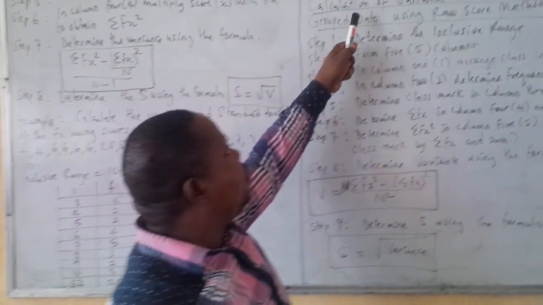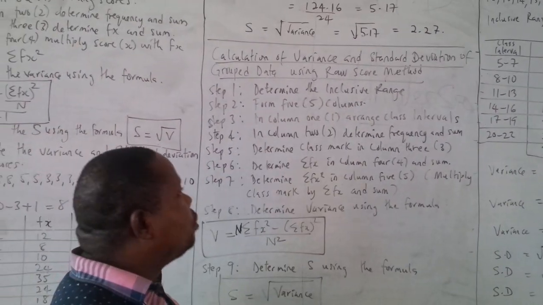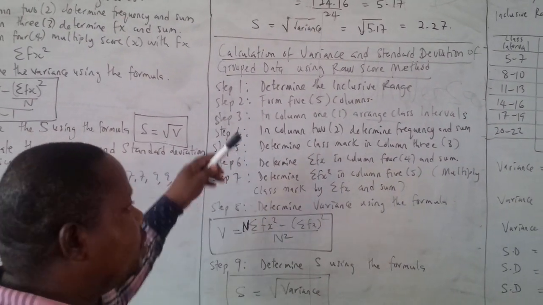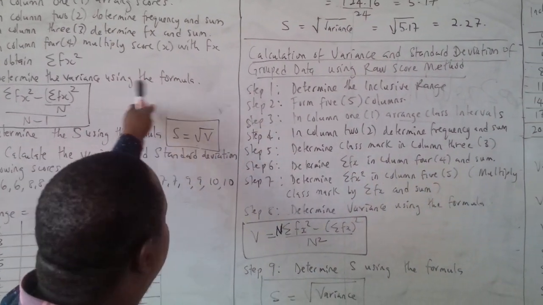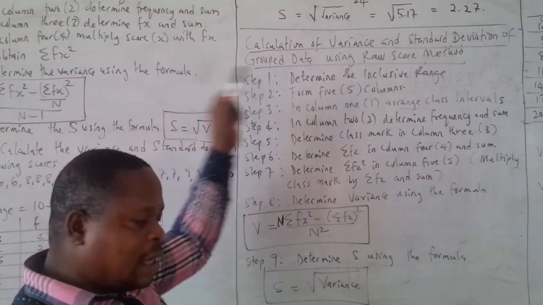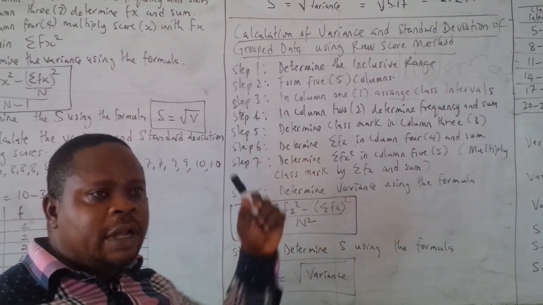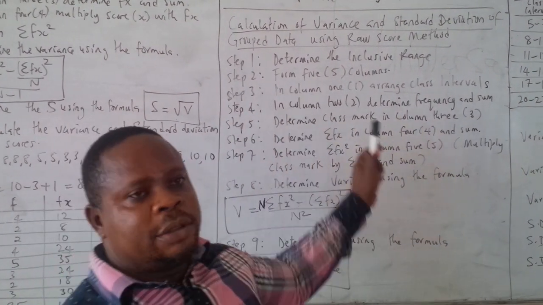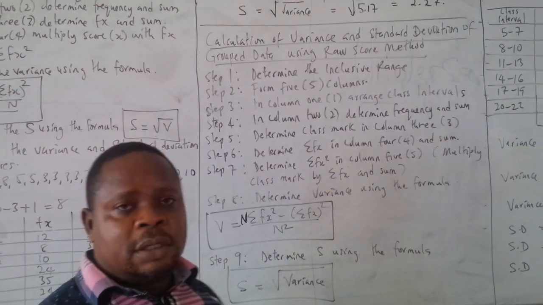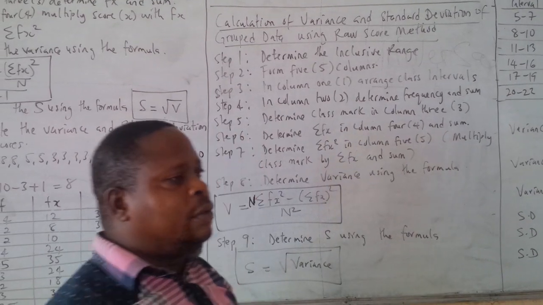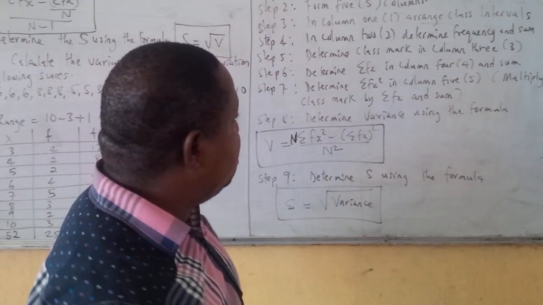Now, the next one is to calculate variance and standard deviation of grouped data. All the formulas we have used are called the Raw Score method. All the formulas we have been using to calculate variance and standard deviation are called the Raw Score method. As I've told us, there are different methods. Even in this Raw Score method, there are different variants, but this one seems to be the easiest to use. There is the mean deviation method, which I mentioned earlier, and the coding method.